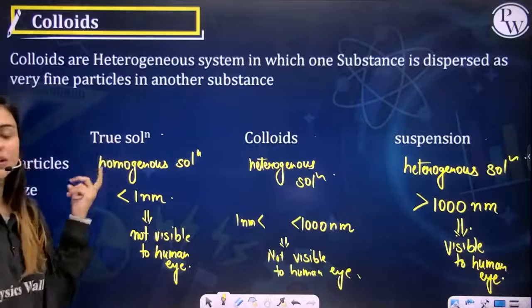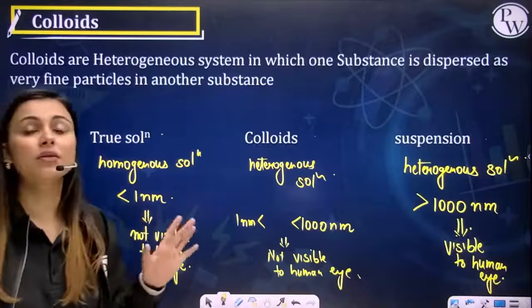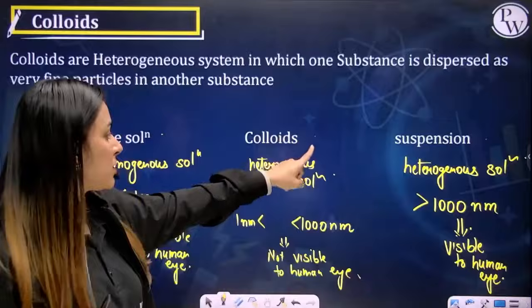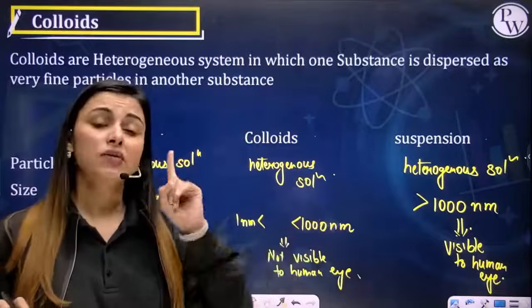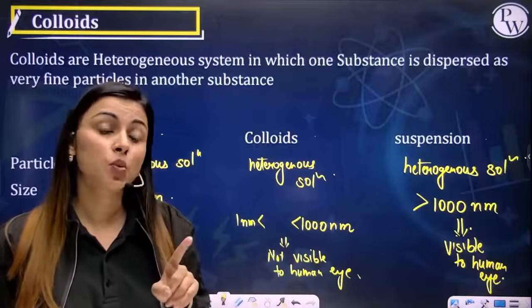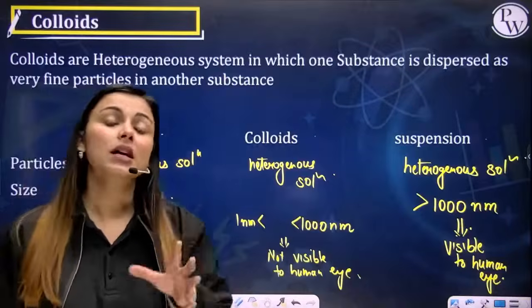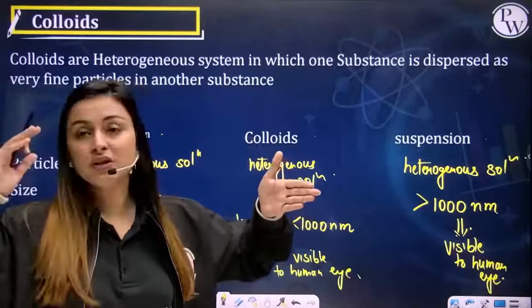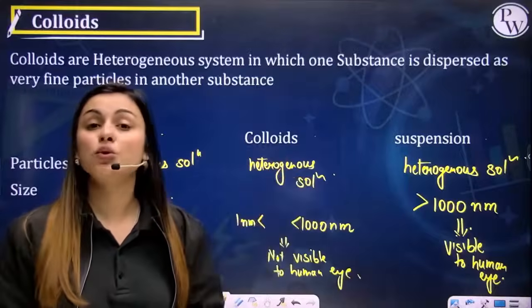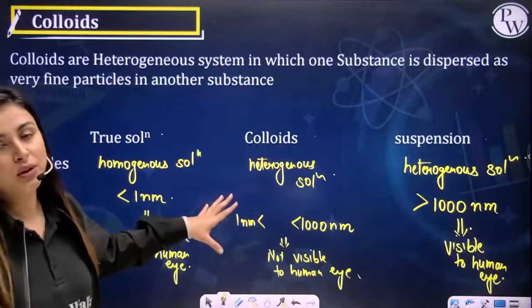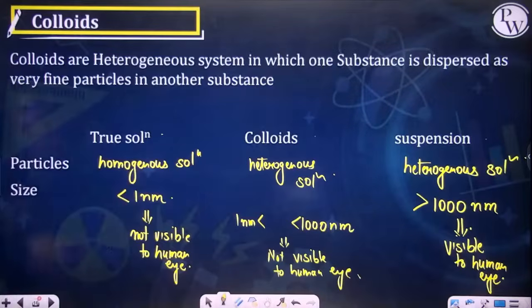If you talk about a true solution, it is a homogeneous solution with particle size less than 1 nanometer, not visible to the human eye. If we talk about a suspension, it is a heterogeneous mixture, visible to the human eye, and its size ranges more than 1000 nanometers. And if you talk about colloids, it is a heterogeneous solution, but the size ranges between 1 nanometer to 1000 nanometers, and it is not visible to the human eye. Okay, perfect. This was the major difference which we need to understand. Please write it down and then we'll move forward. I hope you've written it.